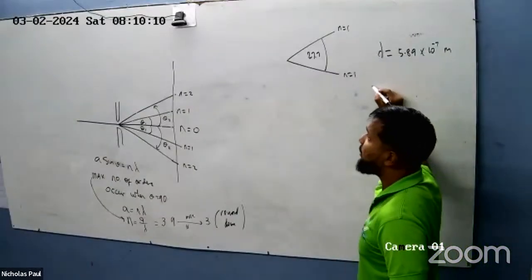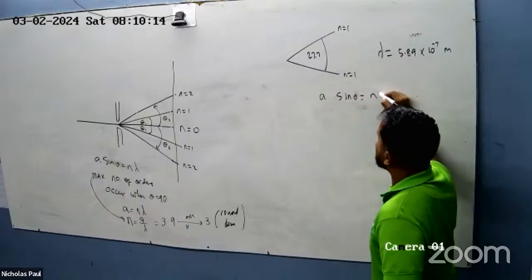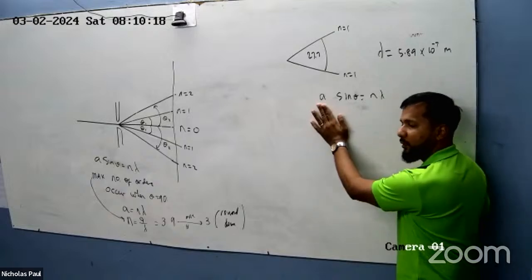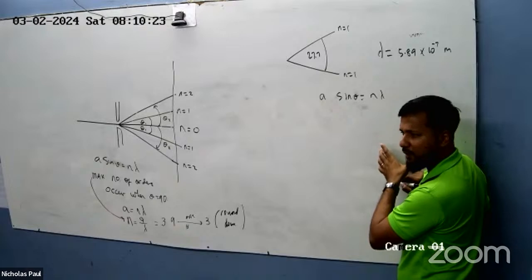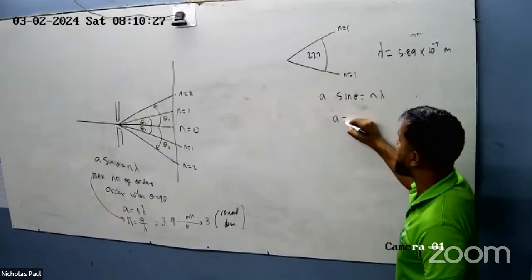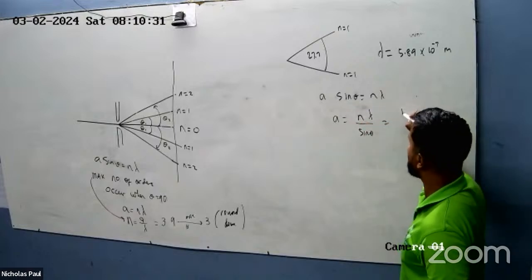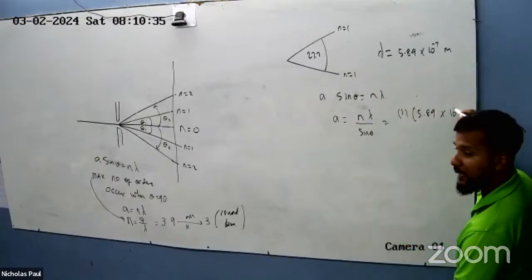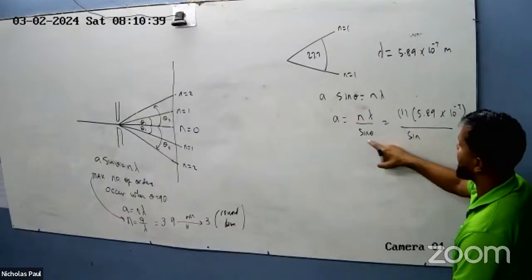When you reach here, we're using A sine theta is equal to n lambda. They don't want A, they want how many lines per millimeter, but we have to get A first. A is equal to n lambda over sine theta, where n is 1 and lambda is 5.89 by 10 to the minus 7.